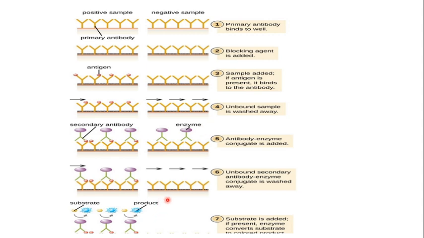Now, if you add the substrate for the enzyme, as the enzyme is not present, that colorless substrate will remain colorless, and will not be converted into a colored product. So in this particular case, you are not getting any kind of color. It tells you that the result is negative.